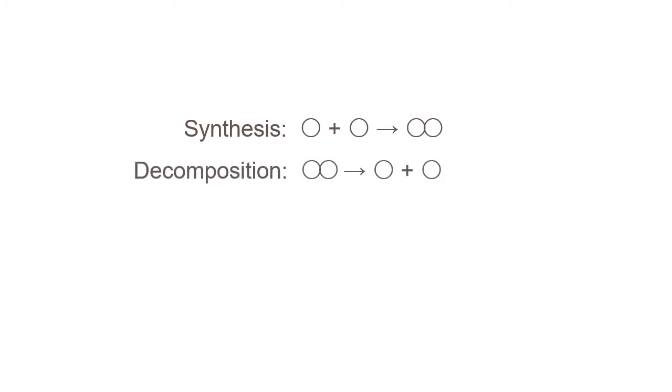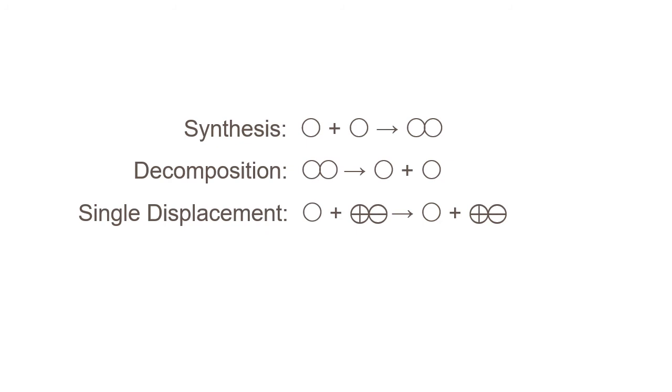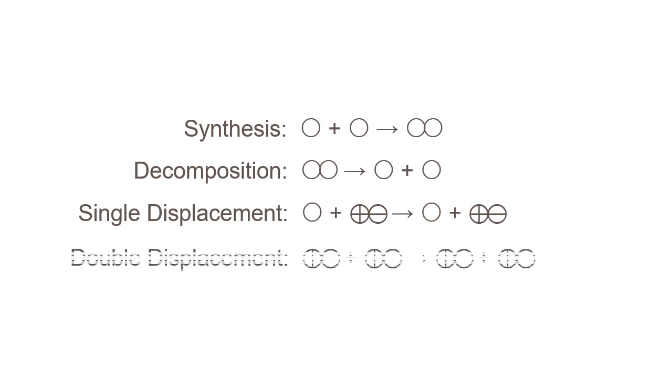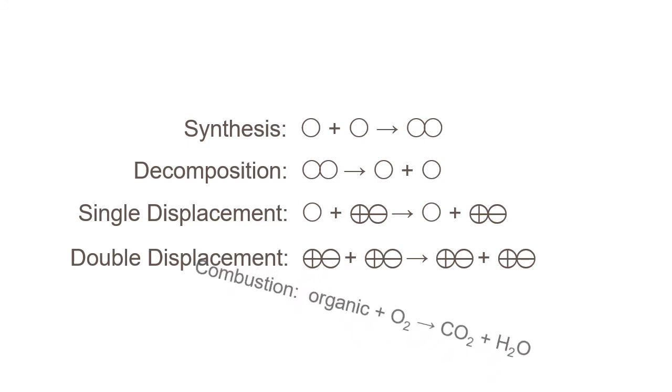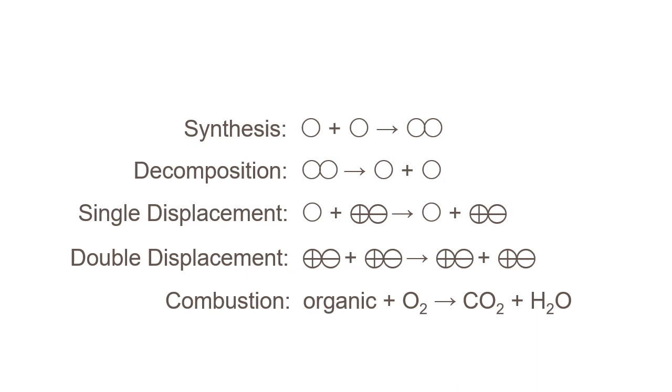So to recap, synthesis is when we have 2 or more formulas that then become 1 formula. And decomposition is the opposite. We have 1 formula that is breaking up into 2 or more formulas. Single displacement, we have something by itself that is reacting with a pair, forming something that's by itself and a pair. Double displacement, we have a pair and a pair reacting to form a pair and a pair. And the new one today was combustion, when we have an organic reacting with oxygen to form carbon dioxide and water.